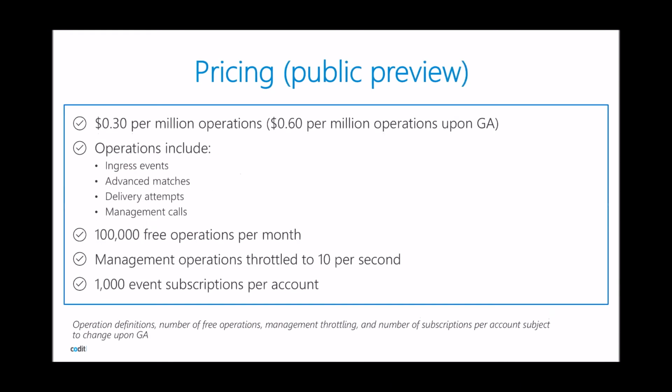And then, of course, you wonder, okay, what would the pricing be of the service? Currently, you get about 30 cents per million operations, and it will go up, of course, once it goes GA. And the operations are depicted here: what it includes, what an operation is, an ingress event, matching, delivery attempts, and so forth. Those all count as an operation. And you get the first 100,000 free. So it's a pay-as-you-go model with regards to the pricing of this capability.